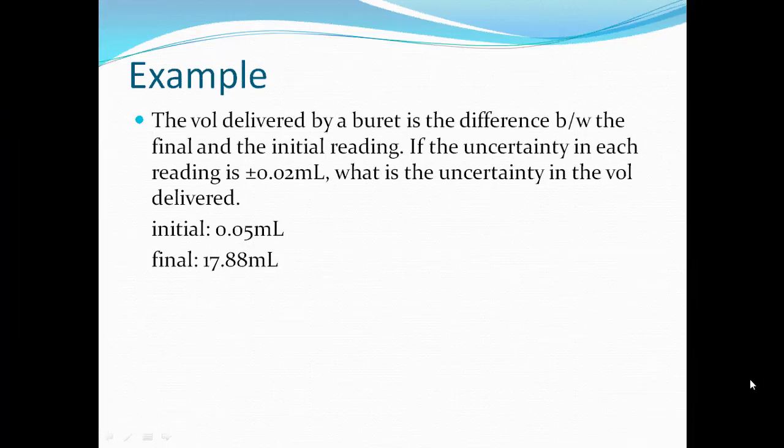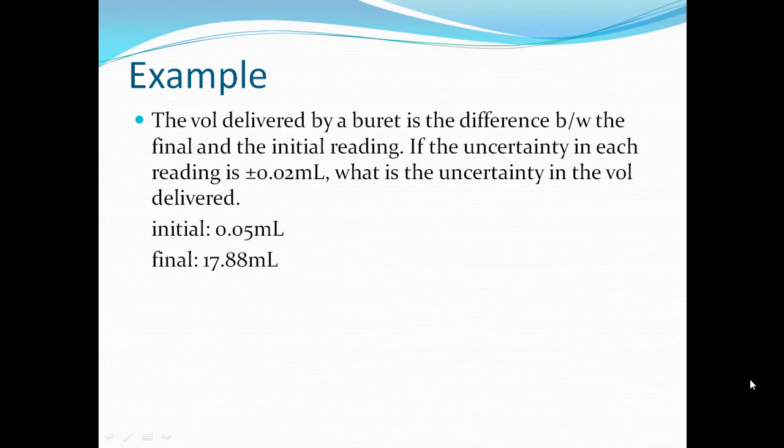Let's do an example with the addition and subtraction. Here's the problem. The volume delivered by a burette is the difference between the final and the initial reading. If the uncertainty in each reading is plus or minus 0.02 mL, what is the uncertainty in the volume that was delivered? Okay, pretty simple. So the volume that's delivered is final minus initial. So 17.88 minus the starting, which was 0.05, is 17.83.